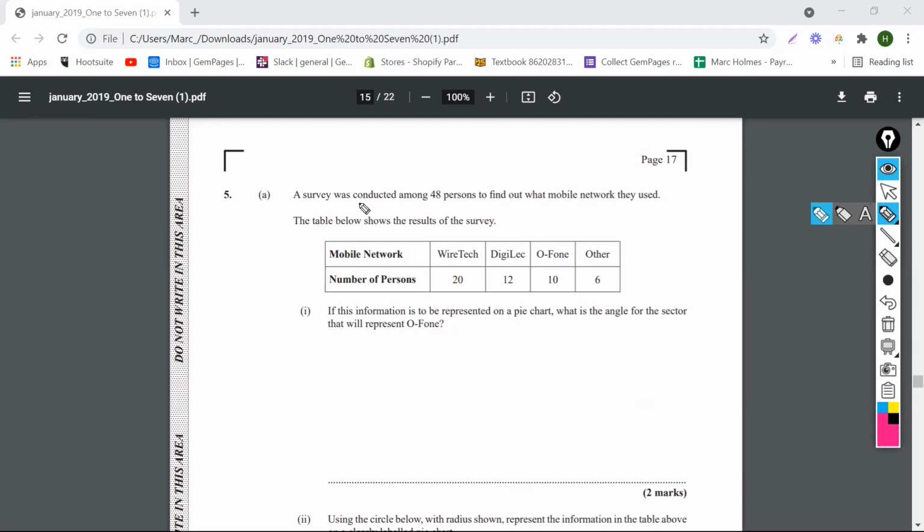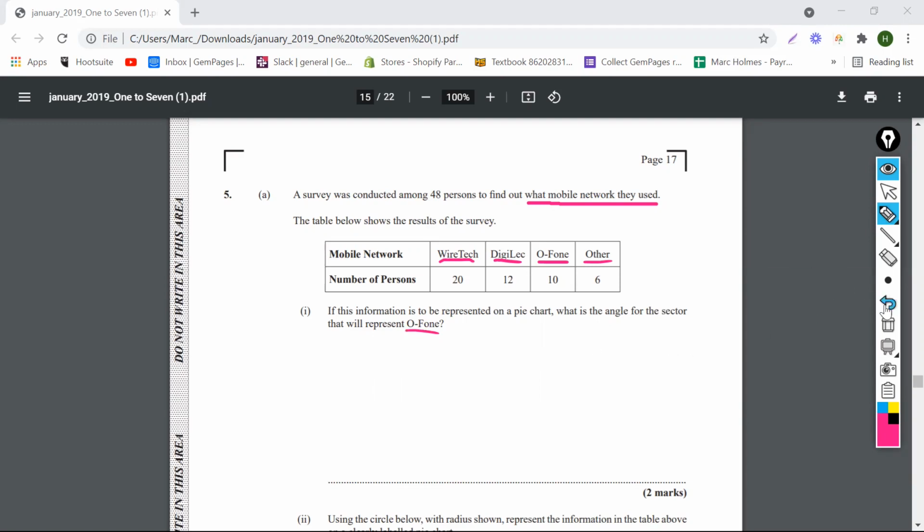It says here, guys, a survey conducted among 48 persons to find out what mobile network they use. So the table below shows the results of the survey, right? The results say 20 people use Wiretech, 12 use Digilec, 10 use Ophone, and 6 use other. If this information is to be represented on a pie chart, what is the angle for the sector that will be represented by Ophone?